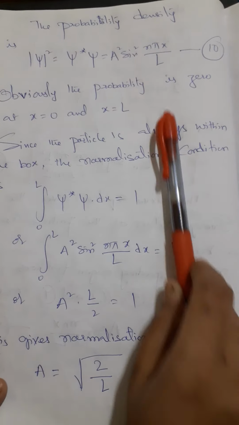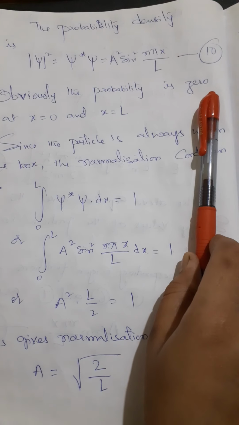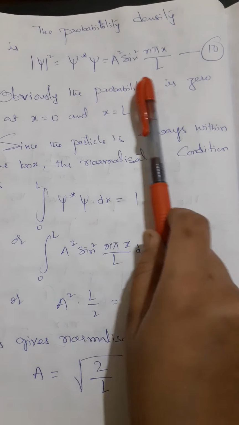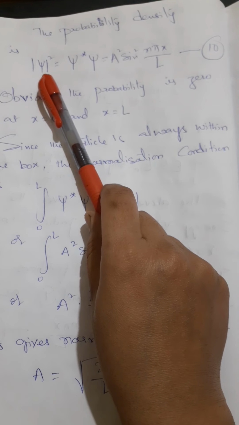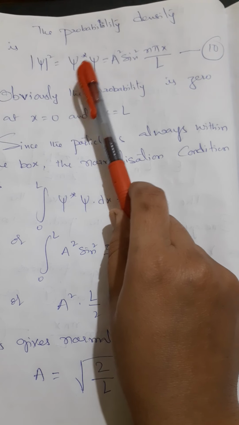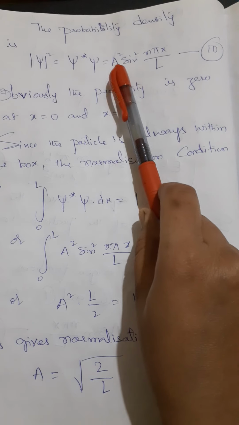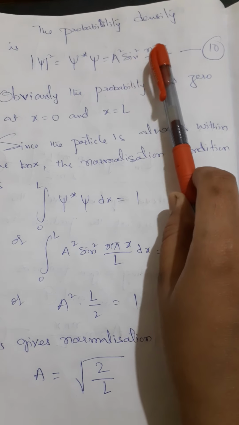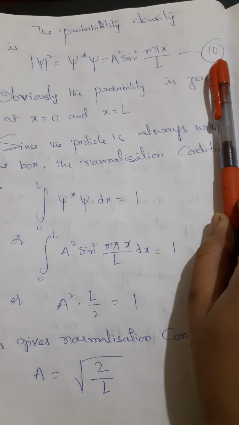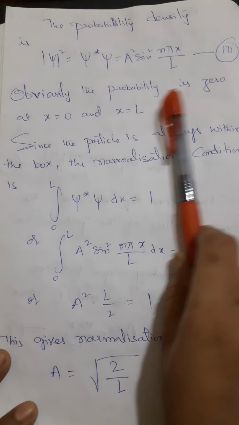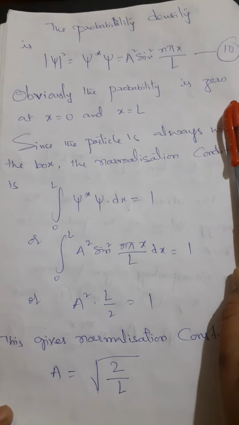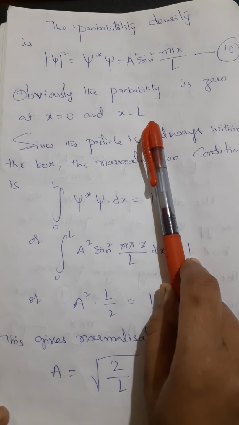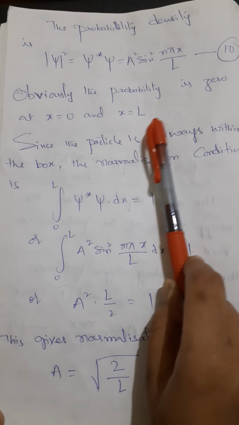Now the probability density. According to the postulates of quantum mechanics, probability density can be written as modulus of psi square, or we can write psi star psi. Simply substituting the value of psi, that is a square sin square n pi x by L. Let us take this as equation number 10. Next, obviously the probability is 0 at x is equal to 0 and x is equal to L. At the extreme positions, the probability of finding the particle is 0.